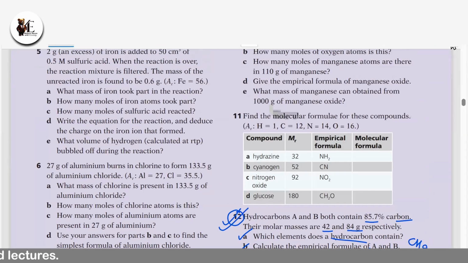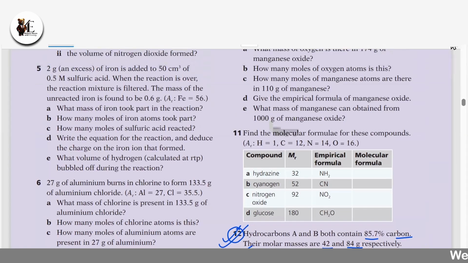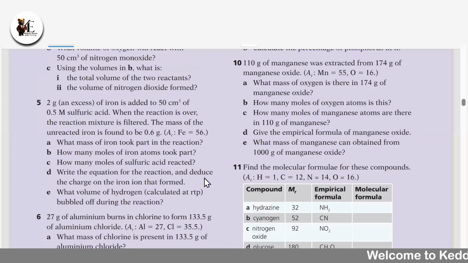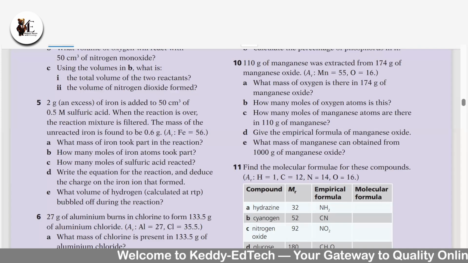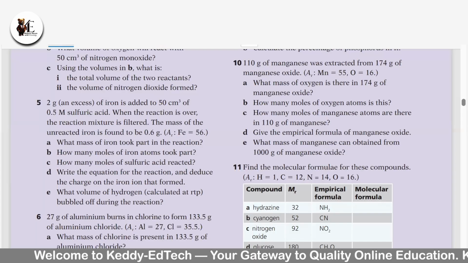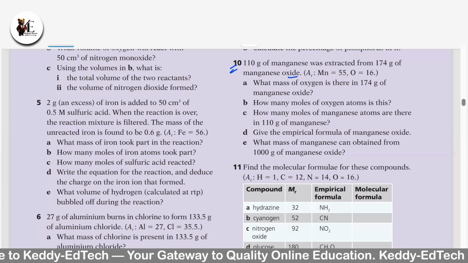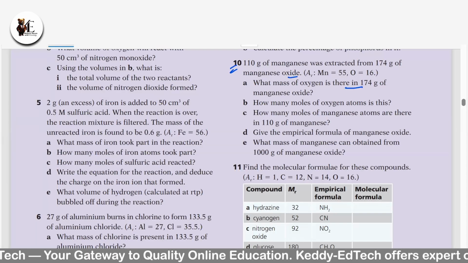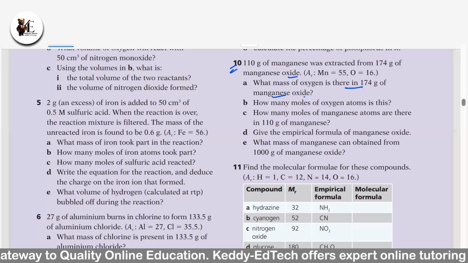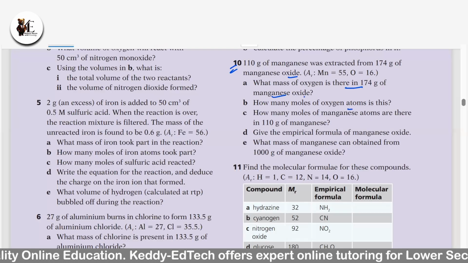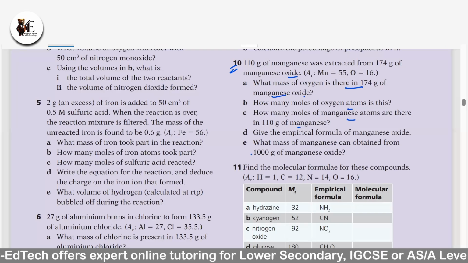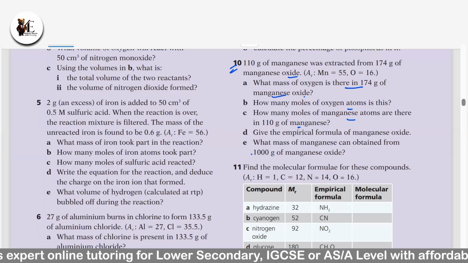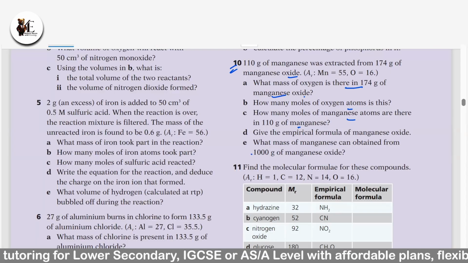Now, solve question number 10. 110 gram of manganese was extracted from 174 gram of manganese oxide. What mass of oxygen is there in 174 grams of manganese oxide? How many moles of oxygen atoms is this? How many moles of manganese atoms are there in 110 gram of manganese? Empirical formula, and then what mass of manganese can be obtained from 1000 grams of manganese oxide?